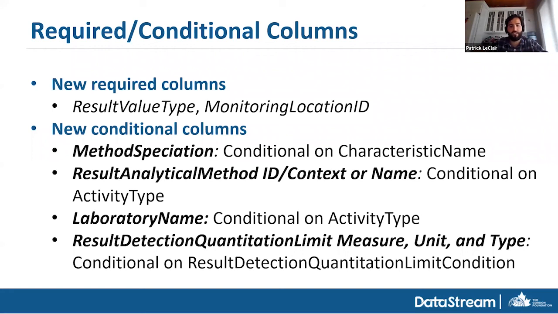That's kind of the main thing with DataStream: we're trying to reduce ambiguity and make everybody on the same page and make your data as reusable as possible. So the next thing is result analytical method ID or name. This is now conditional on activity type. What that means is if you have lab data and it came from a lab, you need to include the method that the lab used.